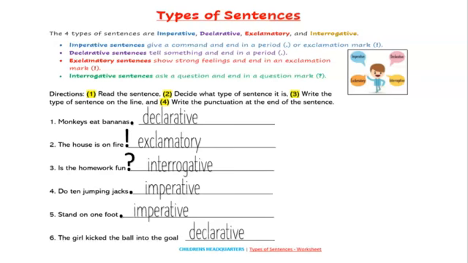Very, very good. Next, we have to write the punctuation at the end of the sentence. For declarative sentences, it ends in a period. Very good. So let's go ahead and write the period right there.